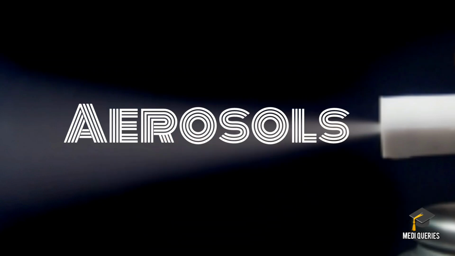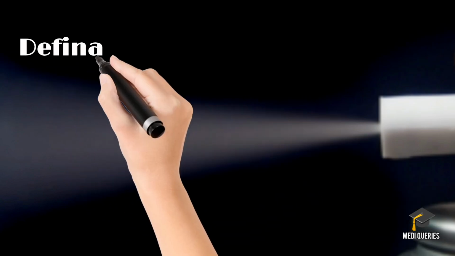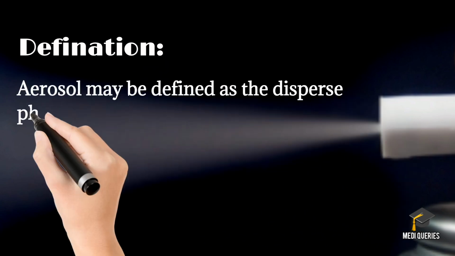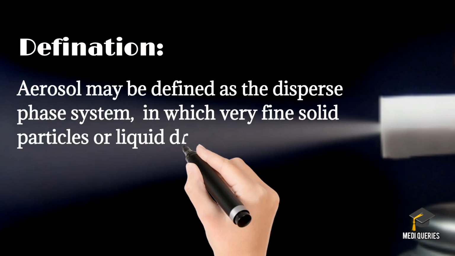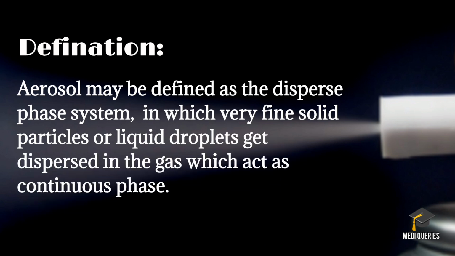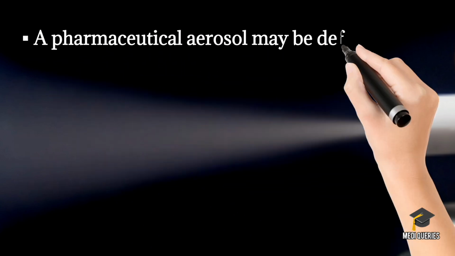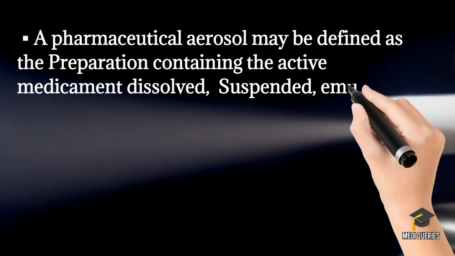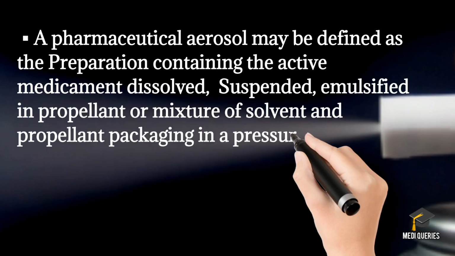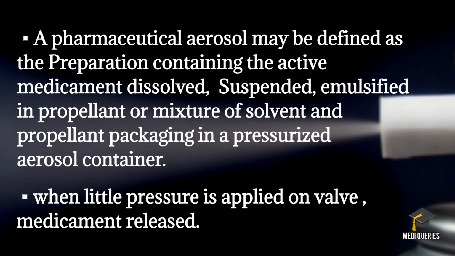In this video, we are going to learn about the aerosol packaging systems. Aerosols are mainly defined as dispersed phase systems in which finely divided solid particles or liquid droplets get dispersed in a gas, which acts as a continuous phase here. That means the solid particles or liquid droplets of the medicament get dispersed in a continuous phase. This continuous phase is obviously a gas, that means a propellant. This propellant is mainly responsible for creating a pressure inside the container. As a result, the drug will get expelled from the container.